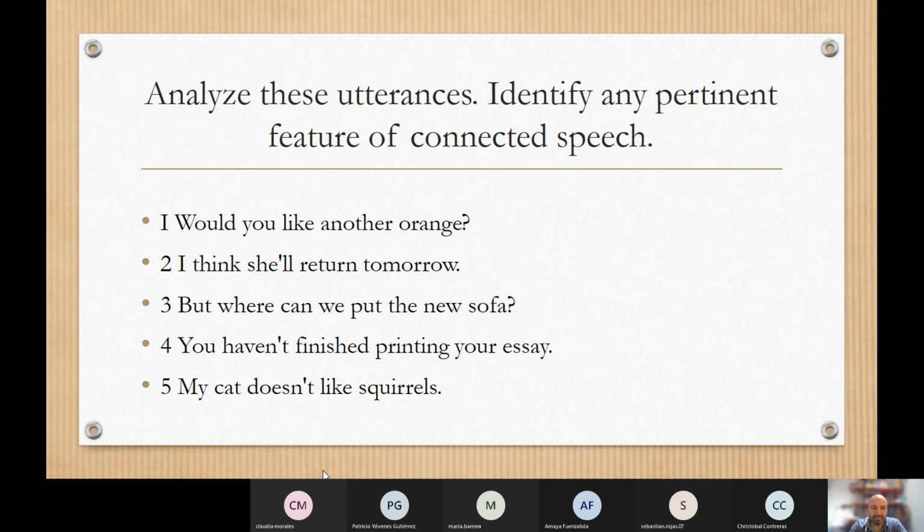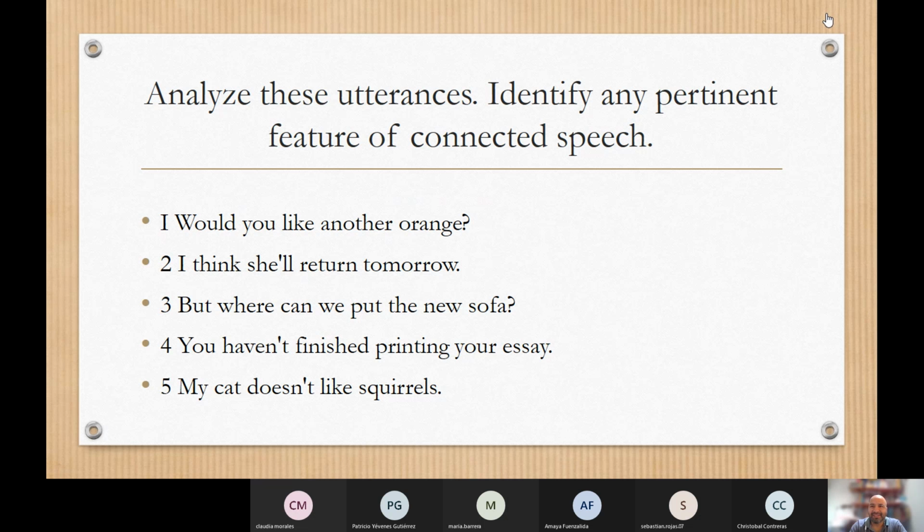Let me call some of the students who were here before. Patricio, you're here. Sebastián, Maria Fernanda. Good morning, Claudia. Cristóbal, Amaya. I'm calling Antonia just in case they are available. And Antonia and Jorge. Okay.